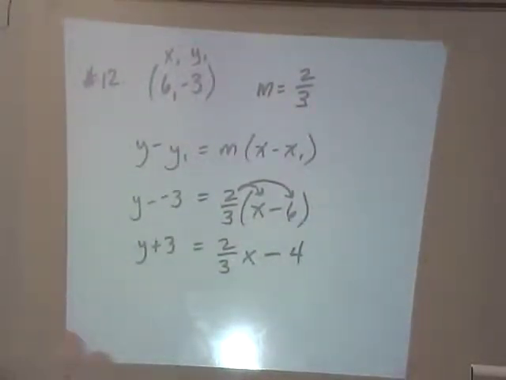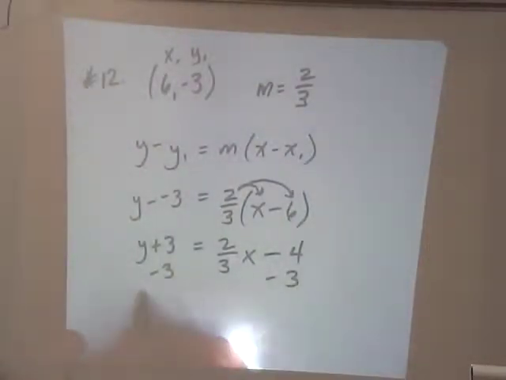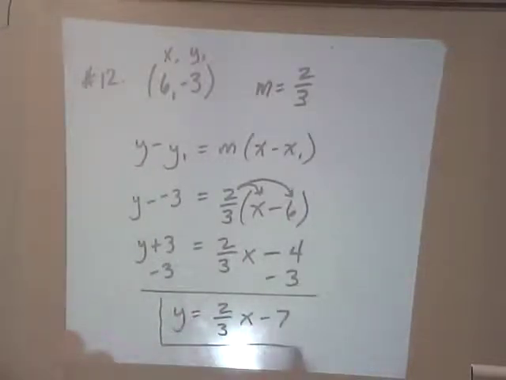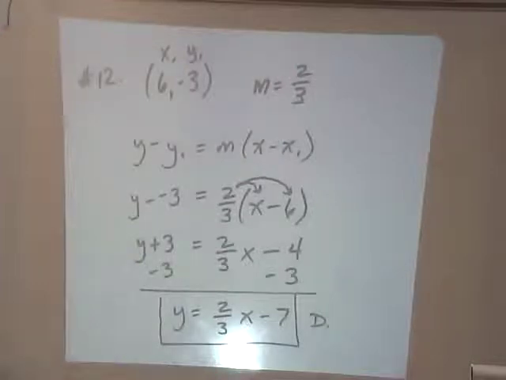And then we got to get the y by itself because I want it in slope-intercept form, so we'll minus the 3 over. So we end up with y equals 2/3 x minus 7, which is what letter? D. Good. Any questions on number 12?